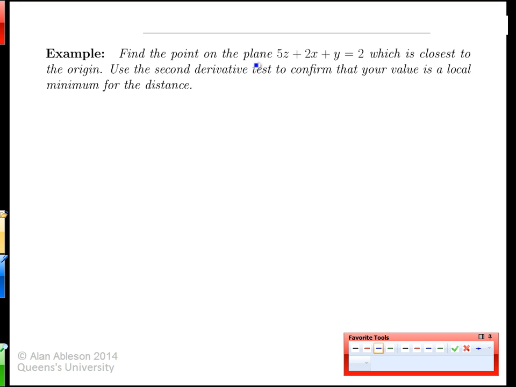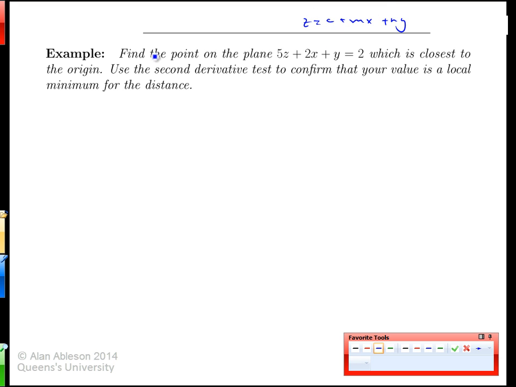We consider now a more geometric example. Imagine yourself on a plane. Notice this is a function of z, x, and y, where the coefficients are all constant. So we could write this in terms of z equals a constant plus mx plus ny, which is our plane format.